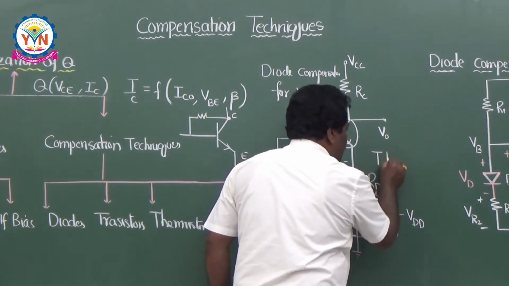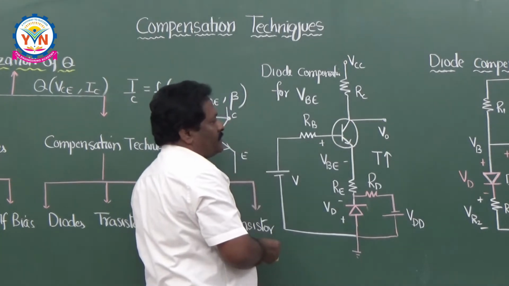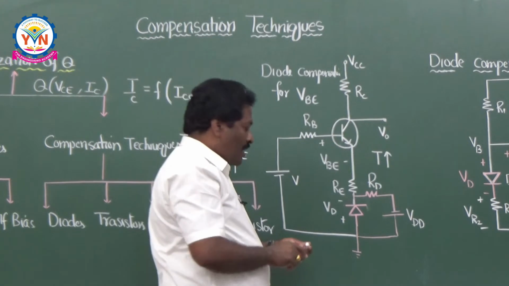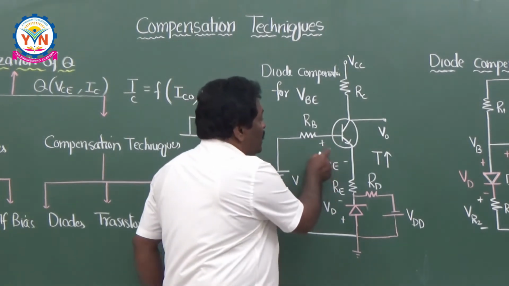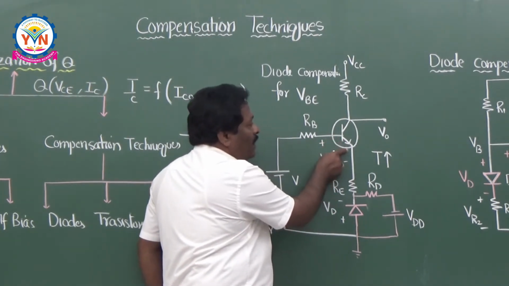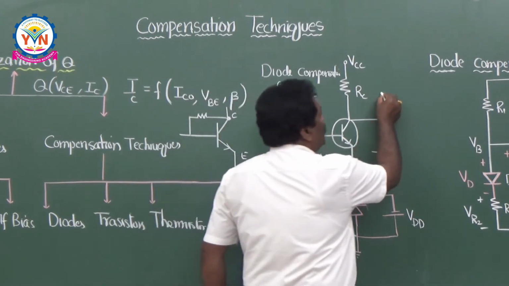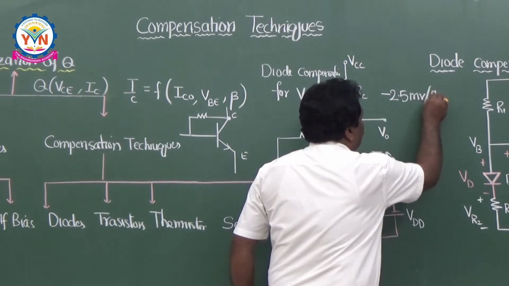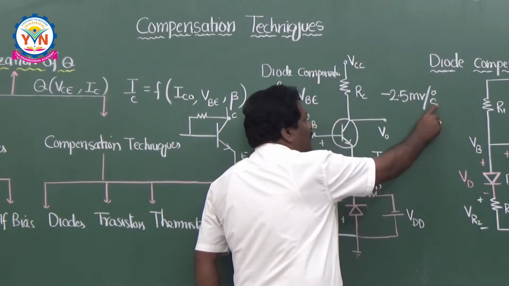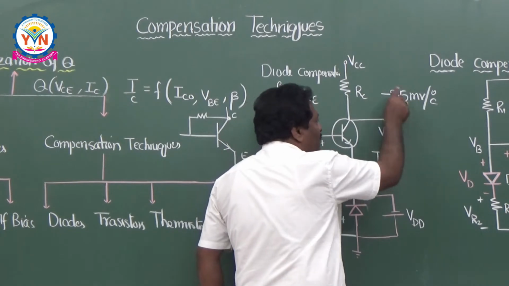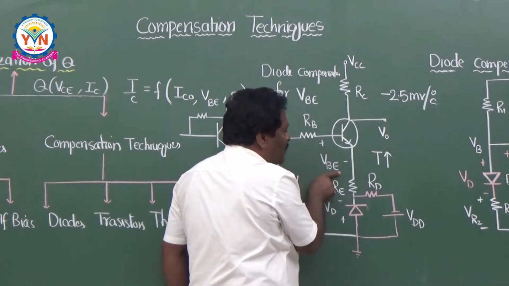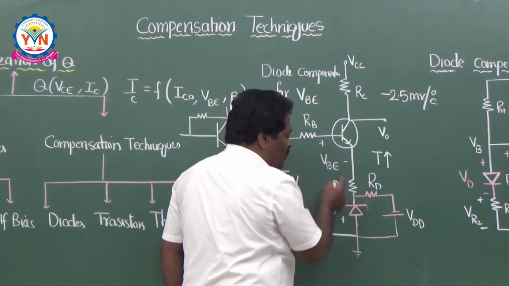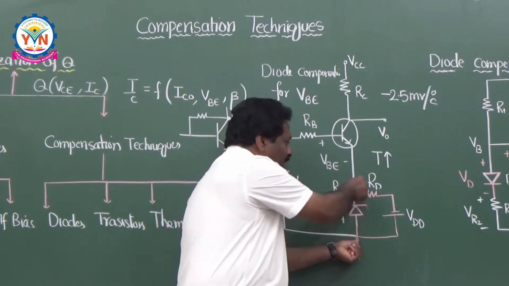Suppose the temperature increases, then automatically the base to emitter voltage also changes. Because already in semiconductors I know this diode voltage drop VBE always changes by minus 2.5 millivolts per degree centigrade. That means per degree centigrade 2.5 millivolts decreases. That is the change of your VBE. So this change should be compensated using a diode which is inserted in the emitter lead.